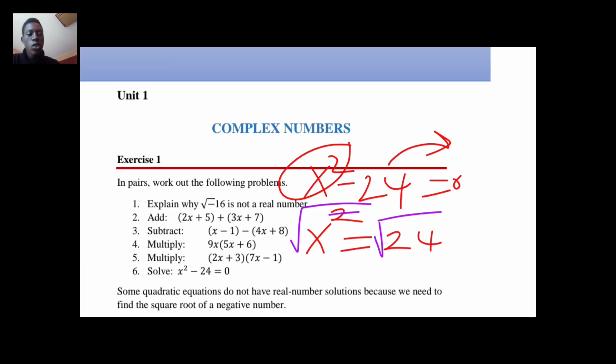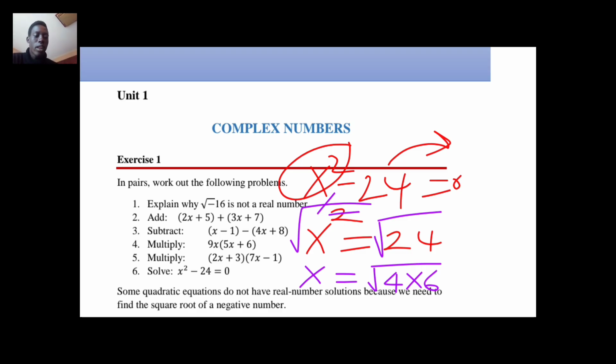Here the root is going to cancel with the square. You see? So it remains as x alone. X is equal to root of 24. Root of 24 is the same as what? It is the same as root of 4 times 6. The 24 inside there is the result of 4 times 6. 4 times 6 is 24.